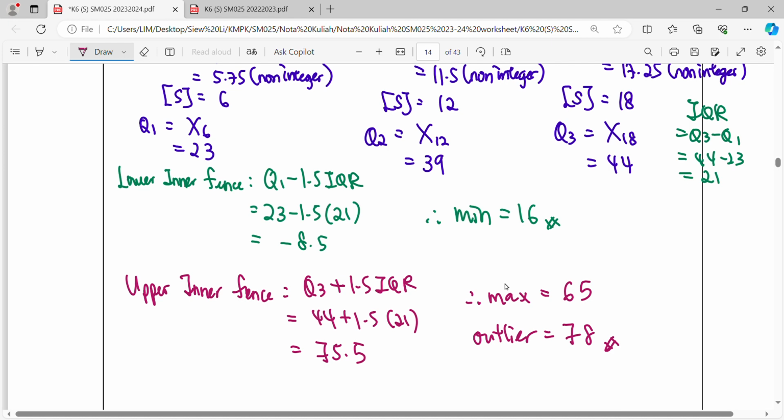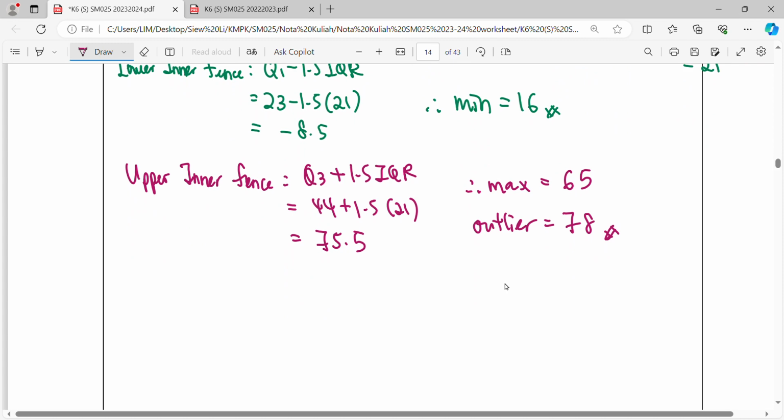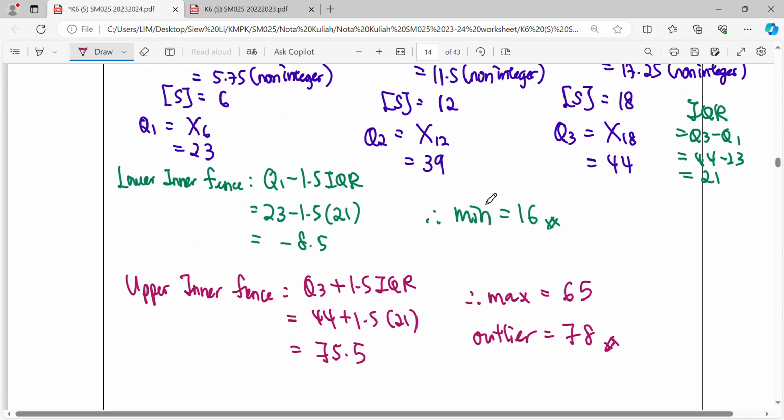Alright, so after we get all this value, we will draw in the scale. The smallest value is negative 8.5. The biggest value is 78. So we will be in the scale of 1 cm to 10 units, 1 cm, 10 reading.